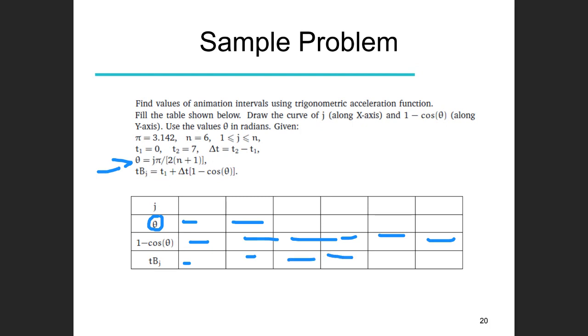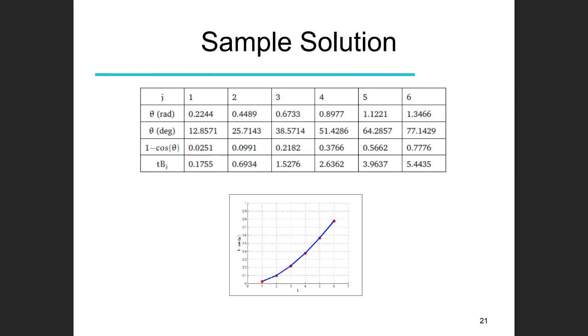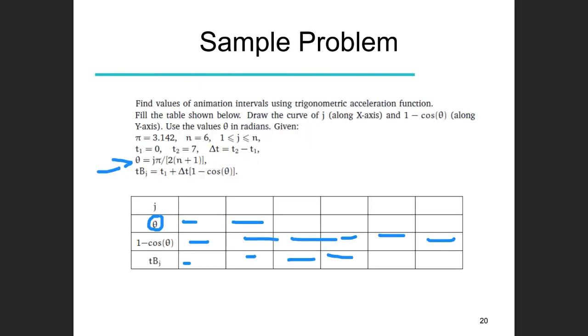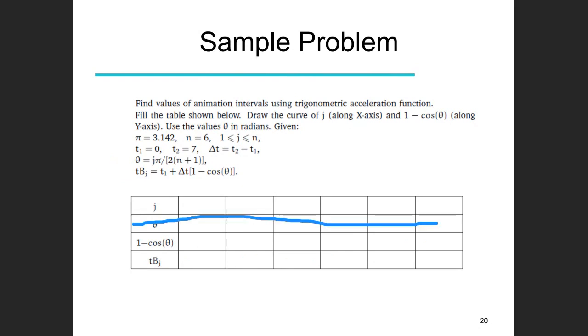So once you compute all of these things, you have to fill out the table like this. So this is the solution. We have computed all of these things. Right now, I also computed the theta in degrees. But as I say, you don't have to calculate this. You just have to calculate the theta in radians. You are going to compute the theta, j, 1 minus cosine theta, and tbj. When the question is given to you, I am going to provide you only one row for this theta, just one row, where you are going to compute the theta in radians, not in degrees.